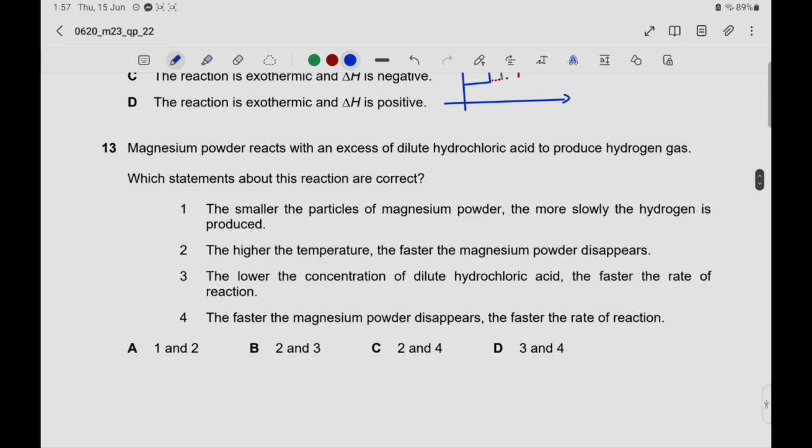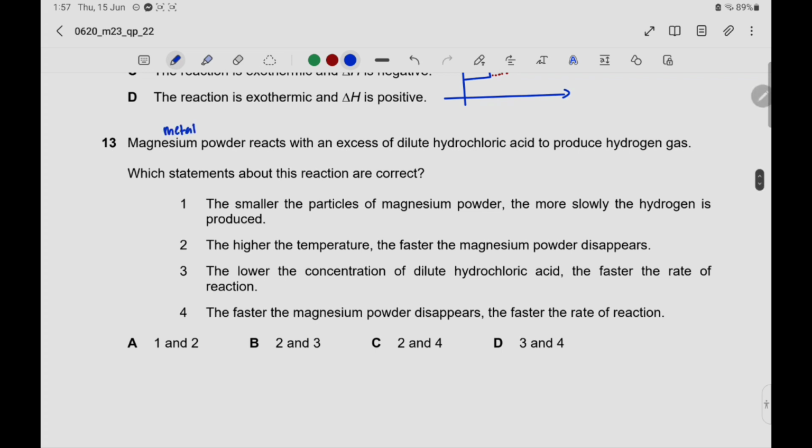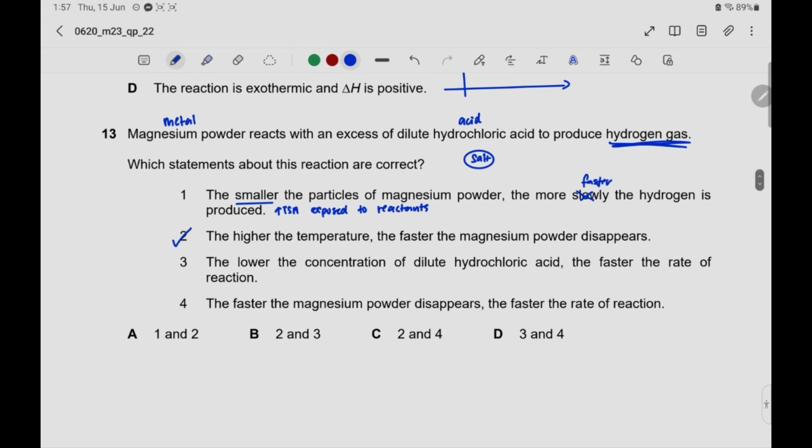Dilute hydrochloric acid and magnesium. This is a metal. Whenever a metal reacts with acid, definitely you will form hydrogen gas and a salt. Every time you see acid, it definitely produces salt. So they ask which statement is correct. Smaller particles react more slowly? No, it's faster. Why? Because with smaller particles, you increase the total surface area exposed to the reactants. Higher temperature, faster the magnesium powder disappears. Yes, correct. Because higher temperature increases the rate of reaction as you have more collisions. Lower concentration, faster? No way.